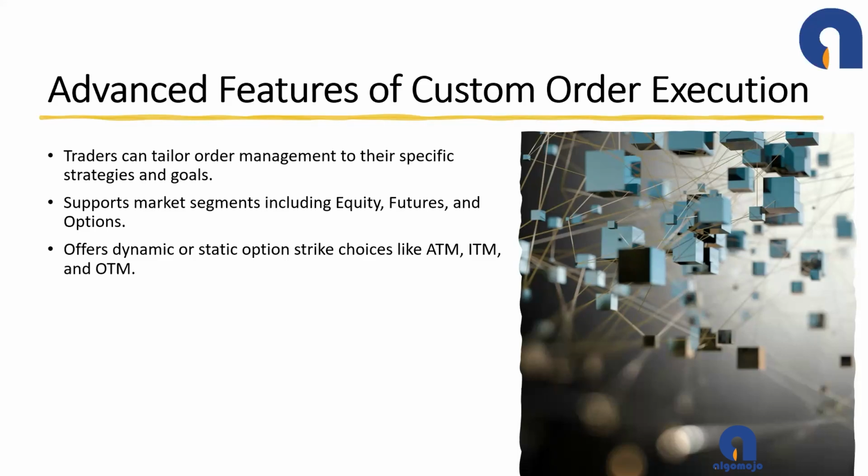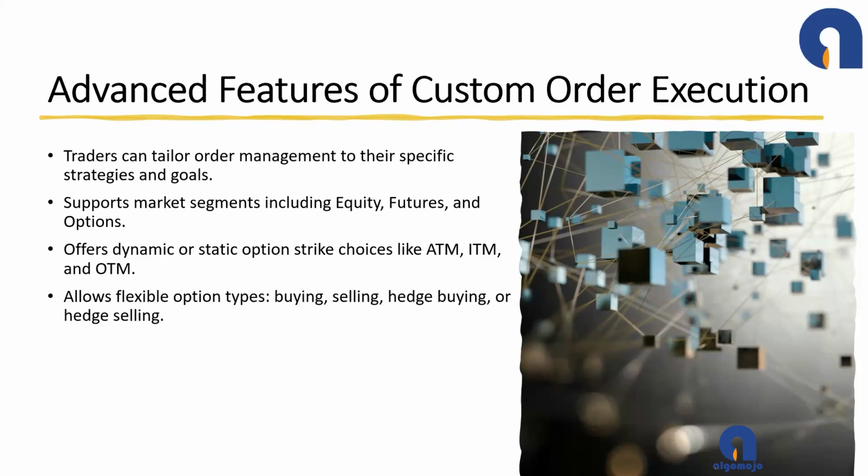Now, coming back to the presentation, you can trade in options. It could be ATM, ITM, or OTM. You can trade in up to 20 strikes in the money and 20 strikes out of the money. You can select them dynamically, or if you want to trade in a specific strike price for a day, you can still do that.